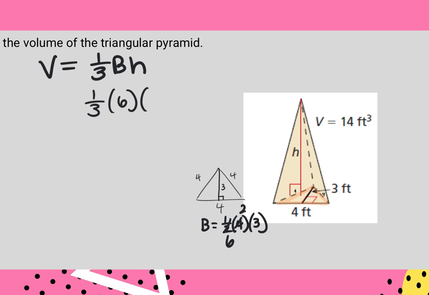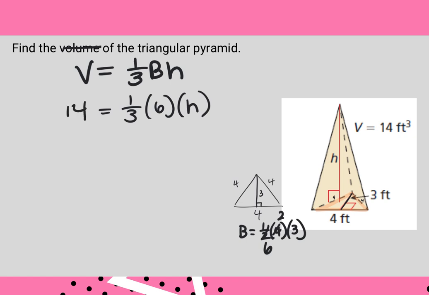Oh, so this actually shouldn't say find the volume. Sorry, you're looking for the height. Kind of threw me off there. So sorry. The volume's 14, so it'd be 14 equals that. Good. The height is what we're missing. This equals 14.